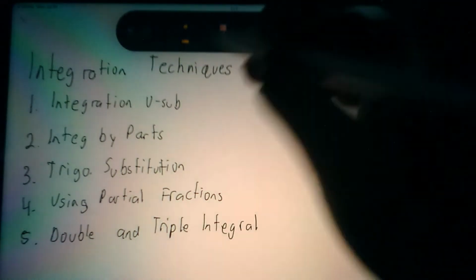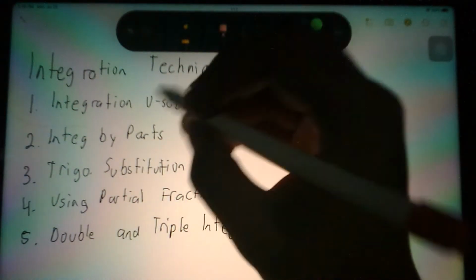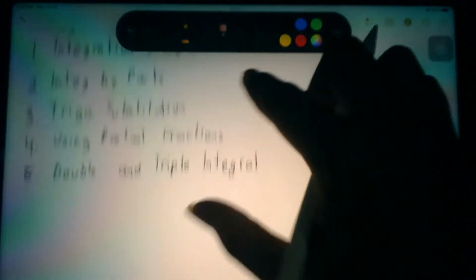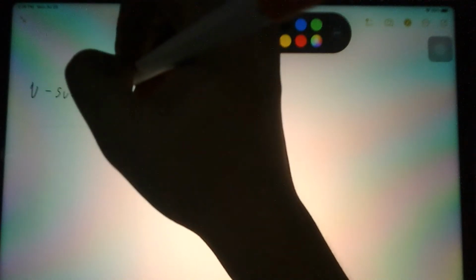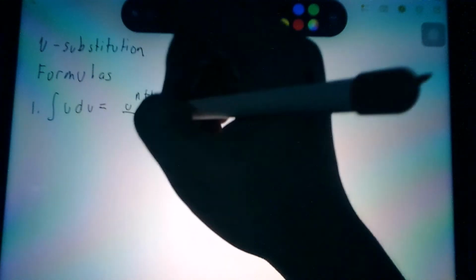But first, we are going to discuss the number one technique here, which is integration by using U-substitution. So let's do that. U-sub, substitution. Our formula for U-substitution is the integral of u^n du equals u^(n+1) over n+1 plus c. This type of formula is called the general power formula.